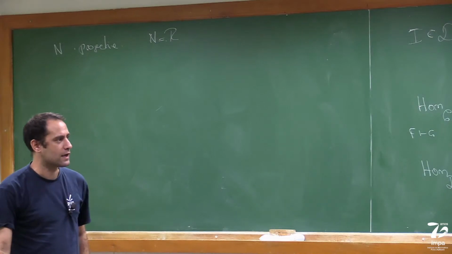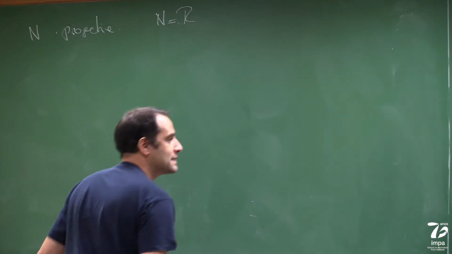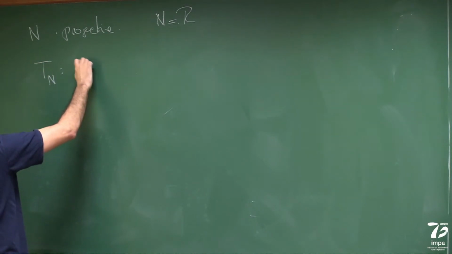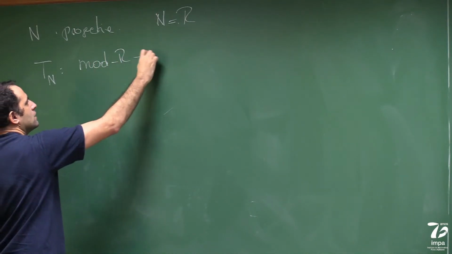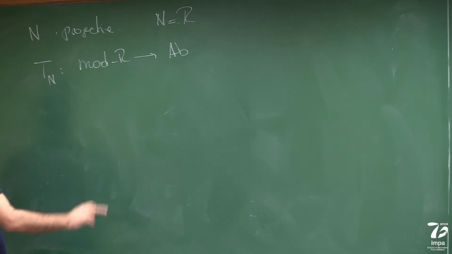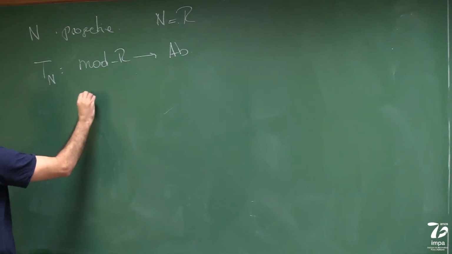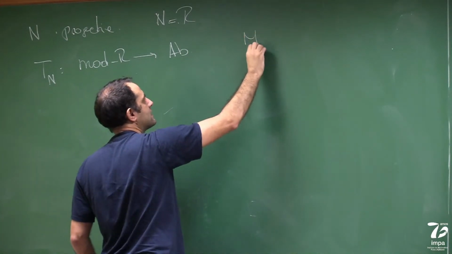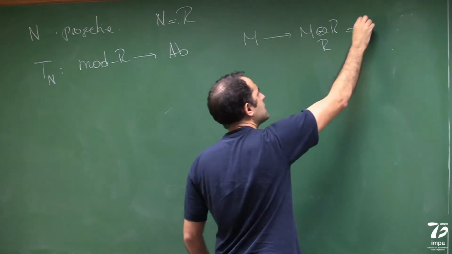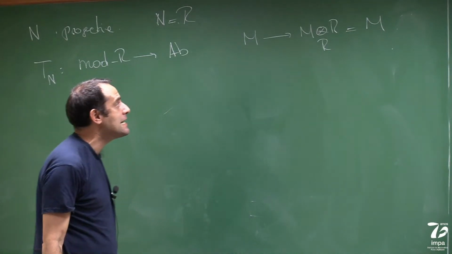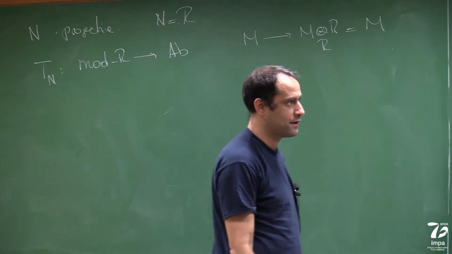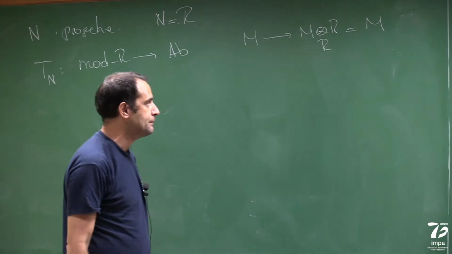So if I take N to be the ring, that functor T_N was a general functor that went from the category of right R modules to the category of abelian groups. And when N is just R, in this particular case, it sends M to M tensor over R with R, which is just M as an abelian group. And it's clear that that guy is exact. Okay? It just sends M to itself, when you forget the R module structure and just remember the abelian group structure.